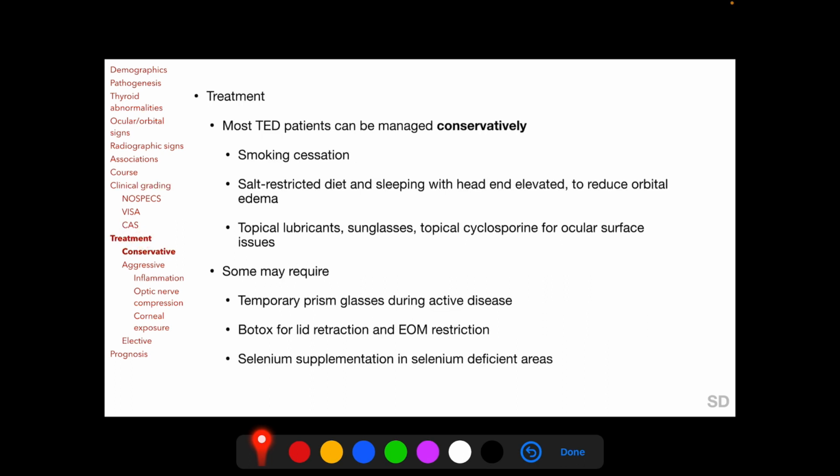Treatment of thyroid eye disease can be described separately as conservative, aggressive and elective. Most TED patients can be managed conservatively, and this includes cessation of smoking, restricting salt in the diet and sleeping with head end of the bed elevated to reduce orbital edema, and topical lubricants, sunglasses and topical cyclosporin for ocular surface issues. And some patients may require temporary prism glasses during active disease for diplopia, Botox for lid retraction and extraocular muscle restriction, and selenium supplementation is recommended in selenium deficient areas.